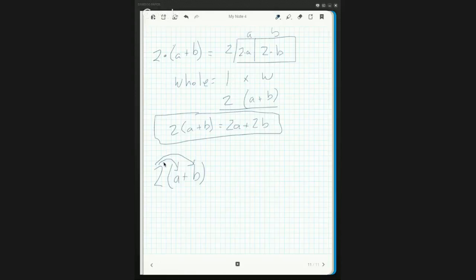And what we do is we say, well, let's follow the arrow and multiply the numbers. Well, 2 times the quantity A plus B is 2A. As we follow the first arrow, we have 2 times A, and then we're going to take our plus sign, copy our plus sign over, 2 times B. And there, we get the same thing as we found in our picture.